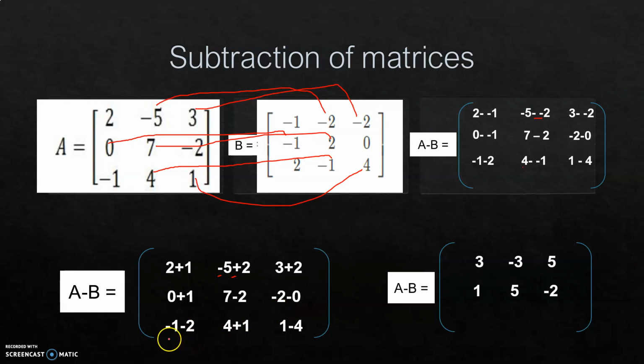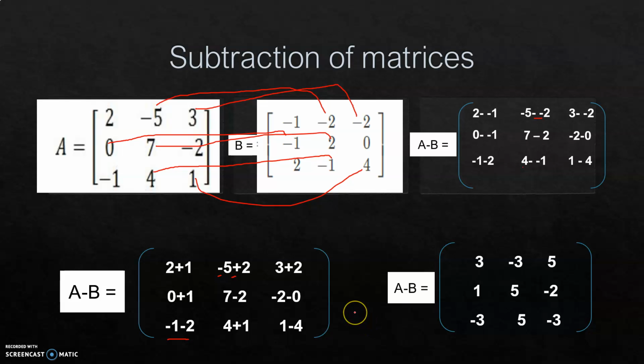Then minus 1 minus 2. If it comes like this, both signs are the same and negative, so take the sum of both digits. 1 plus 2 is 3, and put the same minus sign. So minus 3. Then 4 plus 1 is equal to 5. 1 minus 4 is minus 3. So this is the way to find the differences of two matrices, or subtraction of matrices.